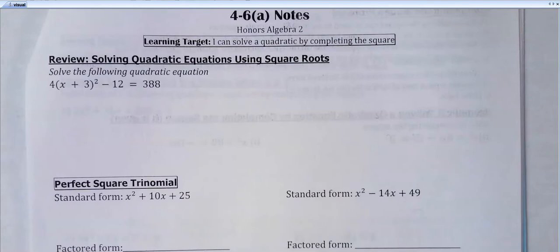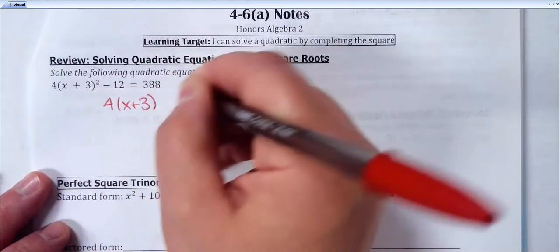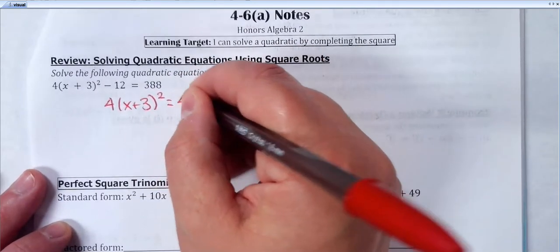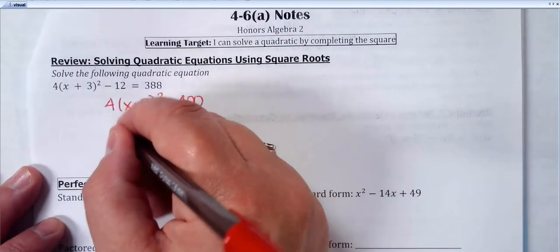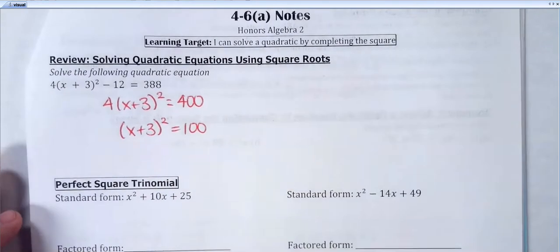Add 12 to both sides. So I got 4 times (x plus 3) squared. If I add 12 to 388, it'll be 400. What do you want to do next? Divide by 4. We're going to divide by 4, so that'll give us 100. Then what do you want to do?